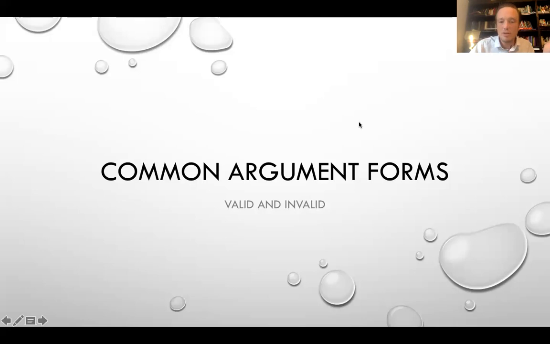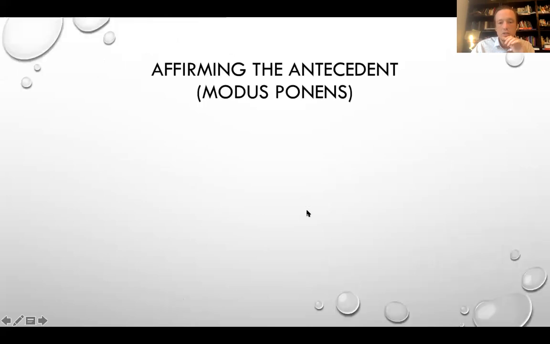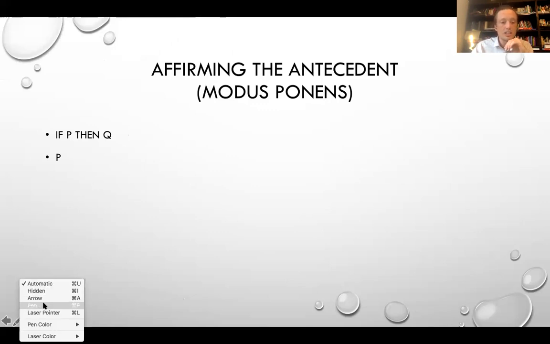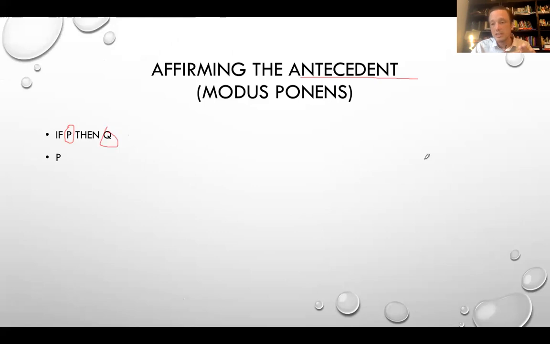All right, so these are some common argument forms. We're going to show you some valid ones and some invalid ones. Let's get started. Here's the first valid form. It's called affirming the antecedent or modus ponens. You might be familiar with this one already. If P, then Q. That's what we call a conditional statement. A conditional statement is always made up of two things, a P, or an antecedent, and a Q, or a consequent. Affirming the antecedent just means saying P is true. So if P then Q, P is true, therefore Q. That's always going to be a valid form of reasoning.